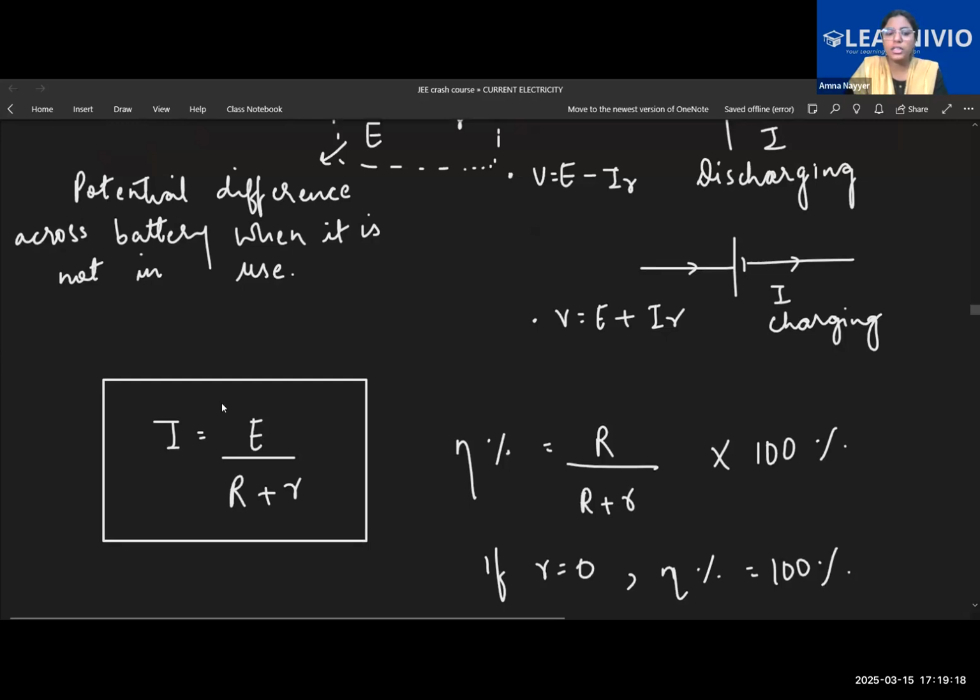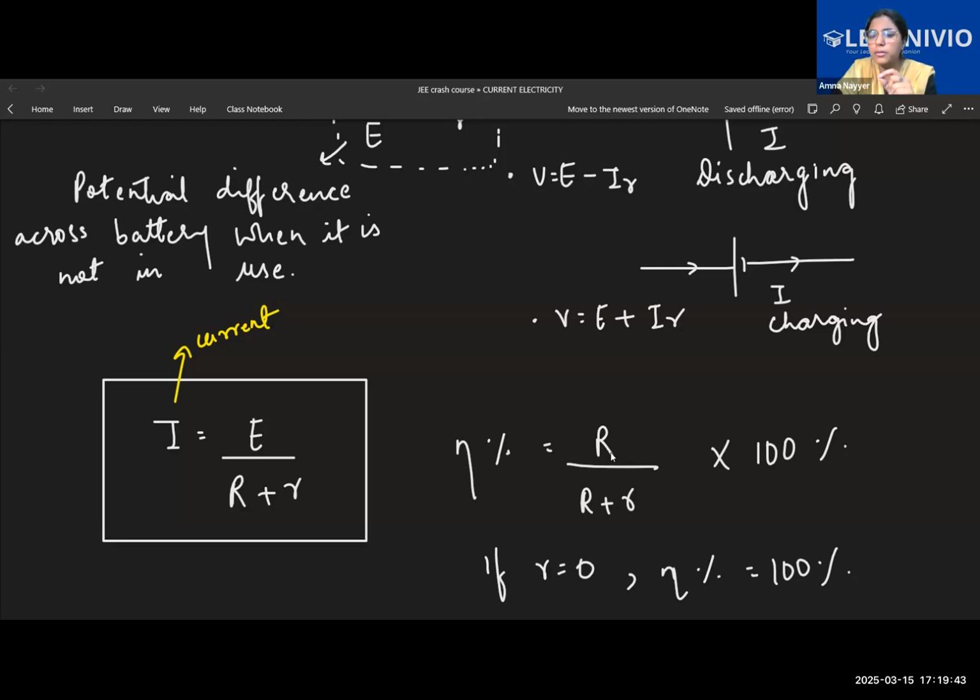Now, this is the formula for the current: E by capital R plus small r. This is the formula for efficiency. Sometimes this is directly used in the exam. When we write external resistance, it means all the net cumulative resistances, the R equivalent.